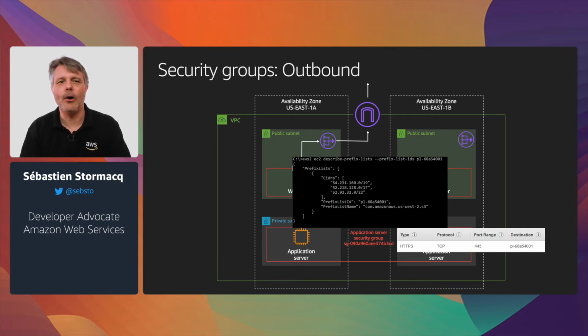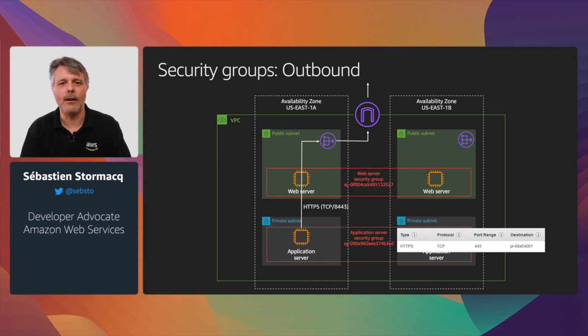So by adding an outbound rule to my security group there, I'm telling that my application server can only initiate connections to Amazon S3 in that region. I see very few customers using outbound security group rules, but they are there. You have to know it exists. It might be useful in some cases.